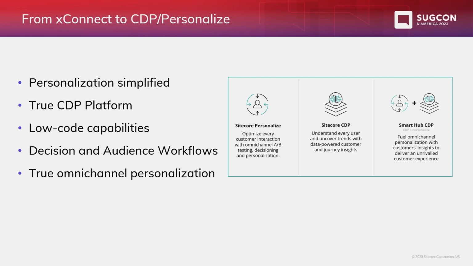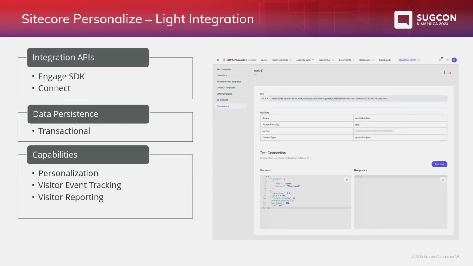So there are a lot of advantages to really go with Sitecore CDP Personalize on top of your existing XP platform if you're not ready for the full-blown transformation. And so one way to start, I call it light integration, is where we just use Engage SDK. We use Sitecore Personalize without CDP, and we use Engage SDK and connect functionality of Sitecore Personalize to get data in. It's going to be obviously transactional data, and then we can personalize visitor interactions and do implicit personalization, and we can do visitor reporting.